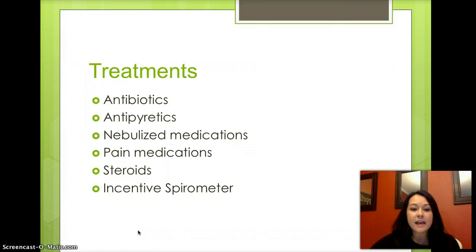Some steroids, and also besides giving medications, we can do things like incentive spirometer, to where they're opening up those alveoli, able to cough up stuff. We can do chest percussion, stuff like that.